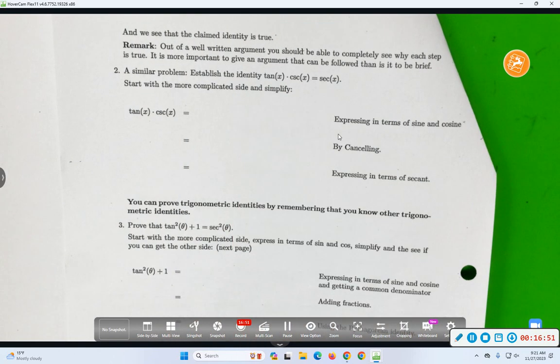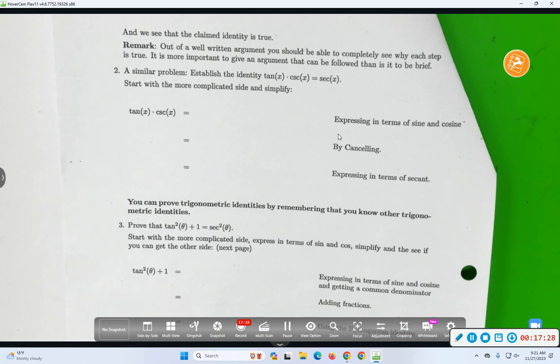So here's a thing that I claim is just true. Tangent of x times cosecant of x is just equal to secant of x. Let's try to prove that. Again, does this have a side that's obviously more complicated? Yeah. Let's take that more complicated side and try to simplify. A strategy I'm an advocate of: there's not an obvious simplification right off the bat. But maybe there will be if I just put everything in terms of sines and cosines. That seem like a sensible thing?